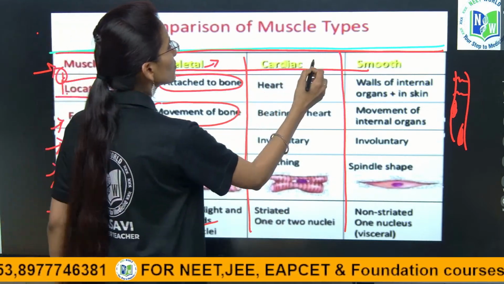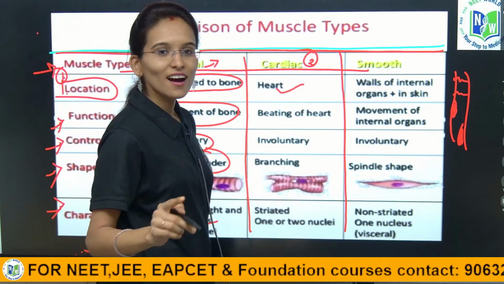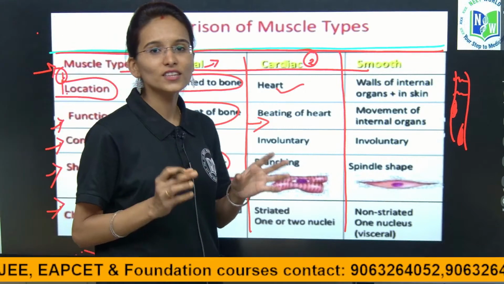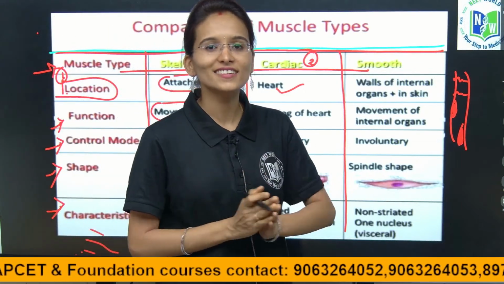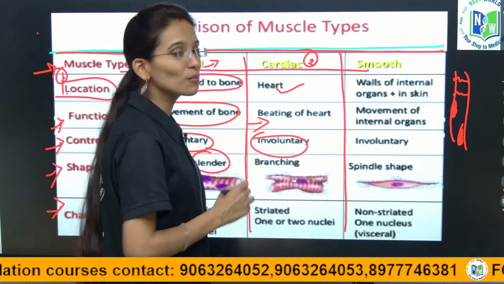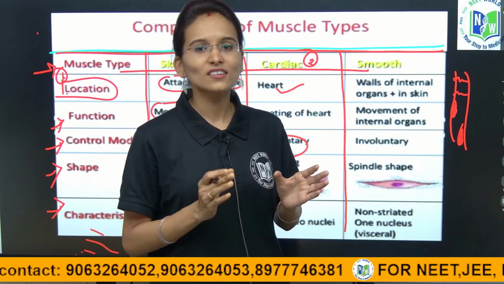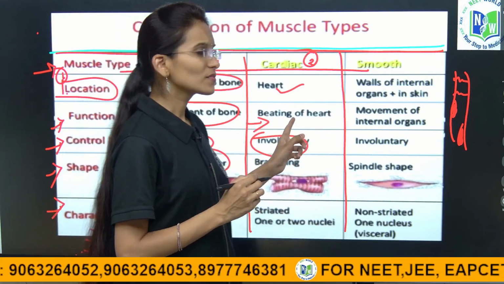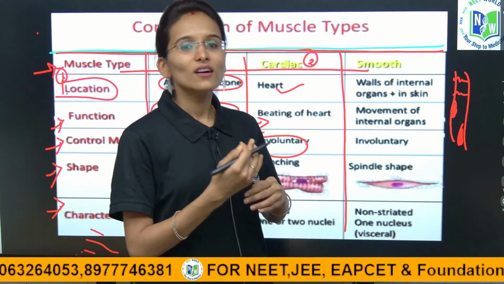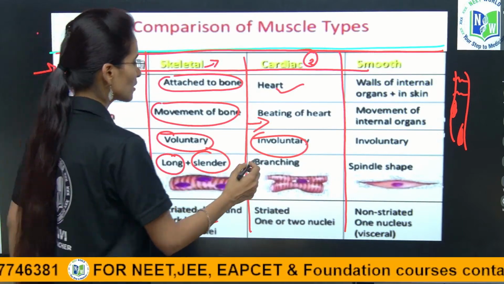Now, coming towards the cardiac muscle, if we see the location, it is present in the heart. What is its main function, students? Just the beating of the heart, which is nothing but contractions and relaxations of the heart. Coming towards the control mode, can you control the heartbeat? Can you stop or start the functions of the heart? No, because it is involuntary in function. It does continuous contractions and relaxations.